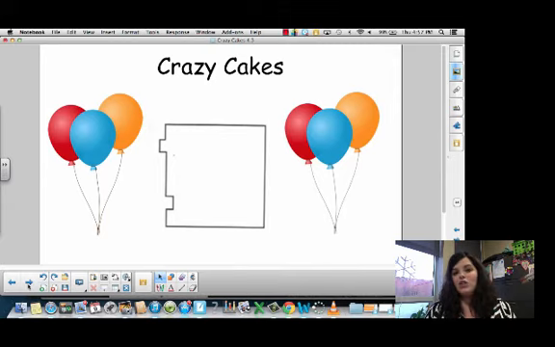Now the pieces of cake don't have to look the same, but they have to have the same area. See if you can figure out where I should draw my line of symmetry in order to make these halves equal.